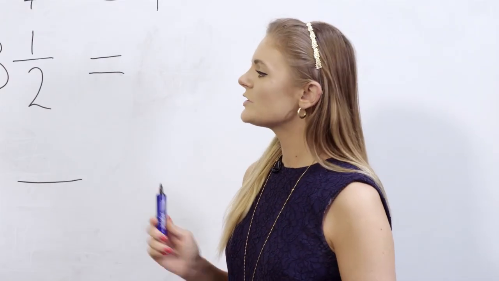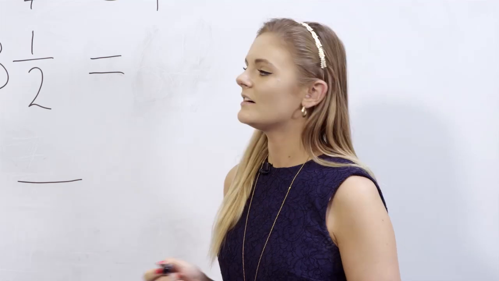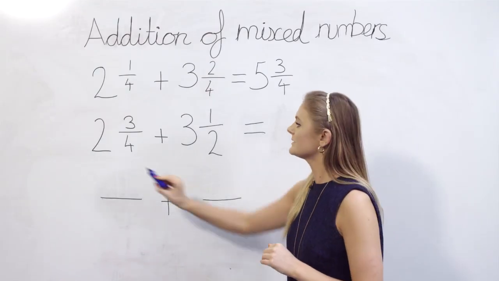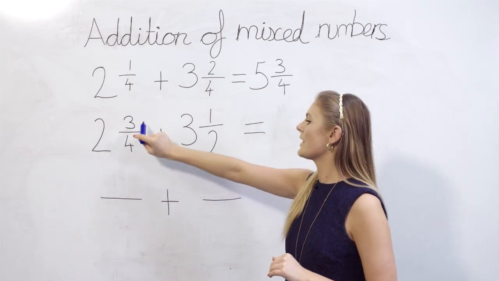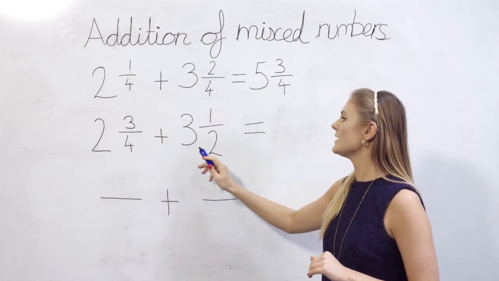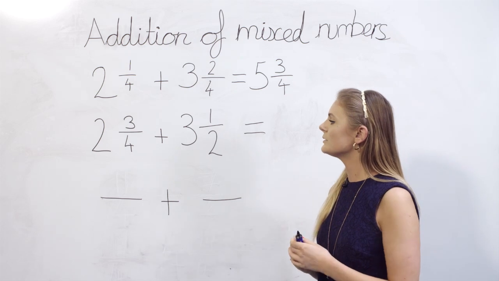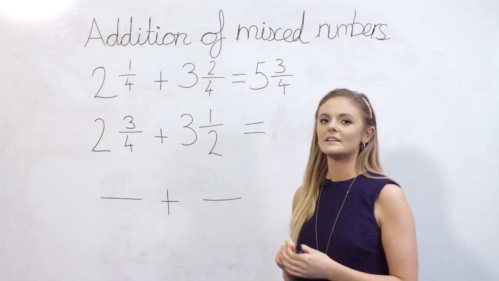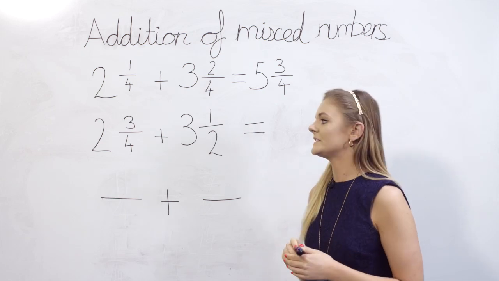However, when the denominators of these fraction parts aren't the same, it's a little bit more complicated. So let's have a look at an example like this. So here I've got 2 wholes and 3/4, and I have 3 wholes and 1/2. In order to add these together, we need to make them first into improper fractions. This is something we've looked at in a previous video.